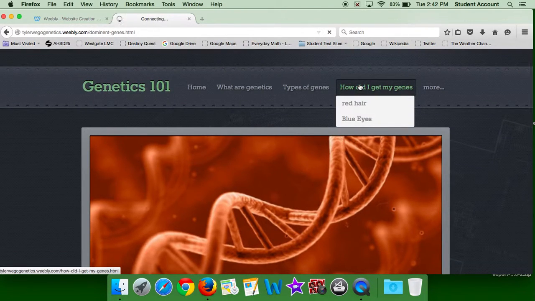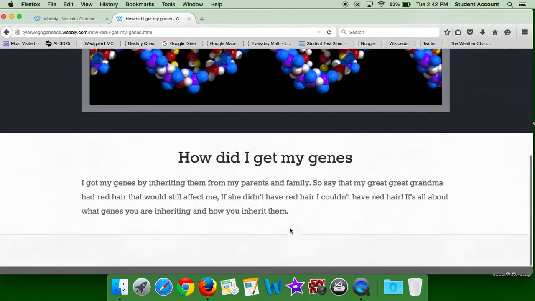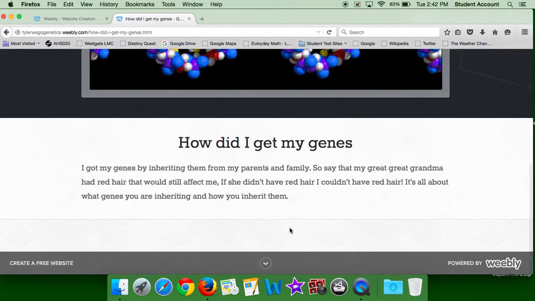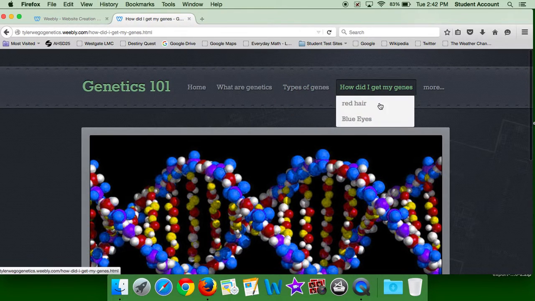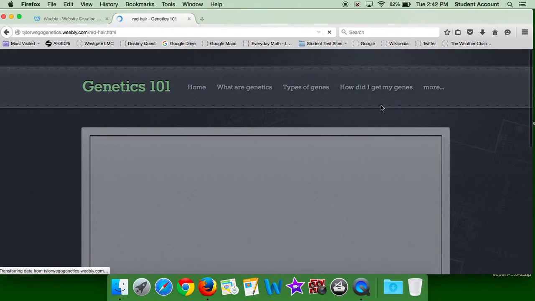So then, how did I get my genes? I got my genes by inheriting them from my parents and family. So say that my great-grandma had red hair, that would still affect me. If she didn't have red hair, I couldn't have red hair. So it's all about what genes you are inheriting and how you inherit them. So my mom, she got her red hair from her great-grandma. So here's how I got my red hair.